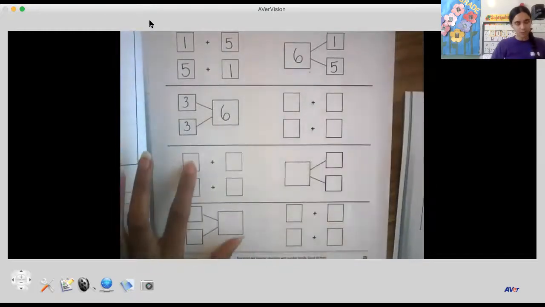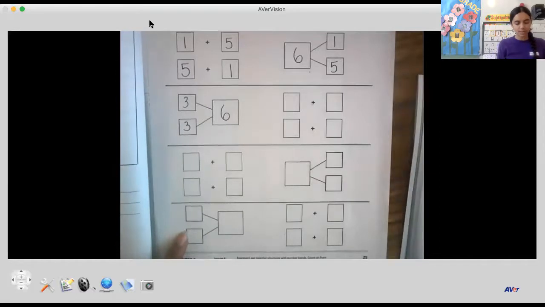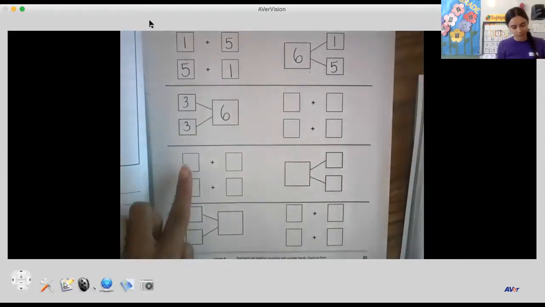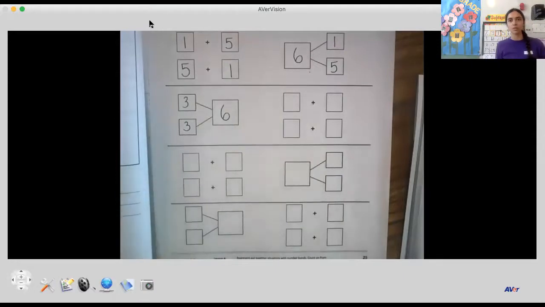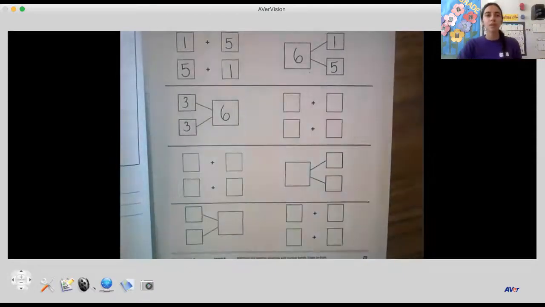So for the next 2 problems, you're going to do the same thing, but sort your apples a different way. You're going to try to find different numbers that equal 6. Okay, friends, so in this assignment, you're going to try to find all the different ways that you can make 6. You're going to look for all the numbers that add up to 6.